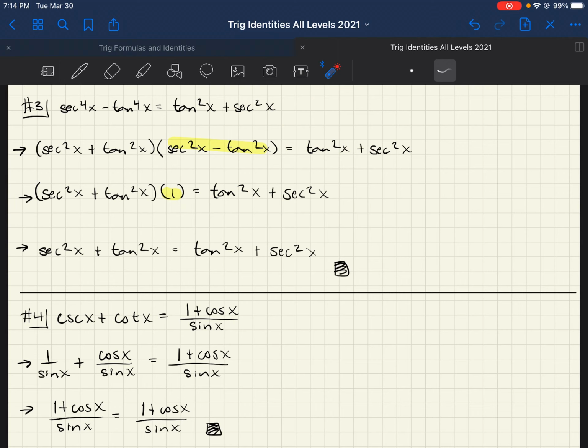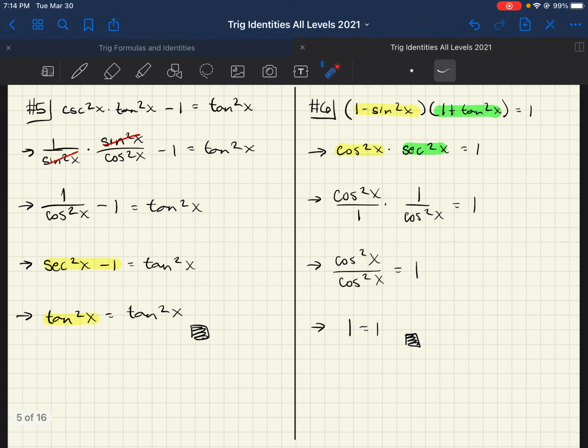All right, 3 and 4, again, two pretty beginner-friendly proofs. Let's move on to 5 and 6.